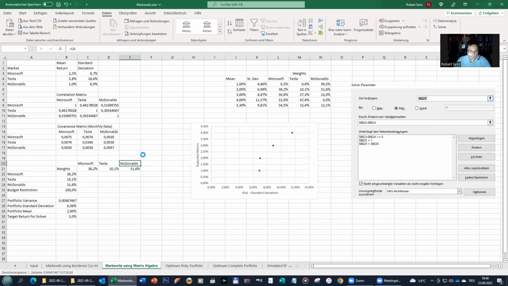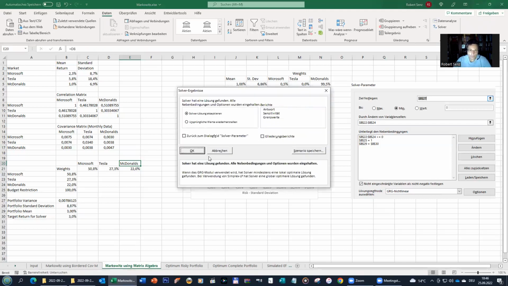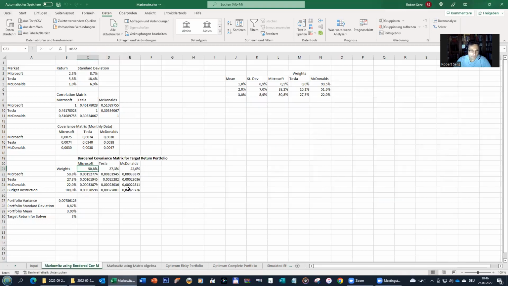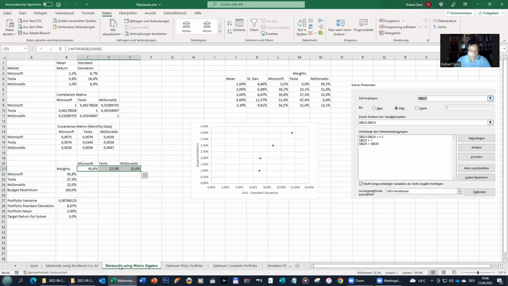We will see the result in a second, or 2 seconds, or 3 seconds. Here we are. And it's exactly the same weight, 50.8. It's exactly the same. It would be a surprise if it were not the same.